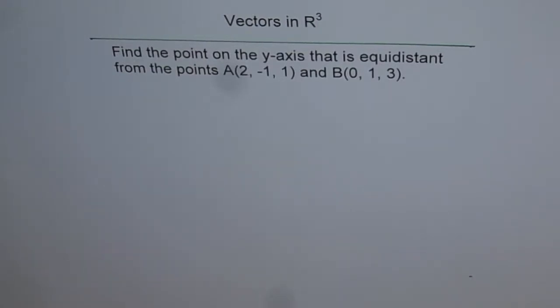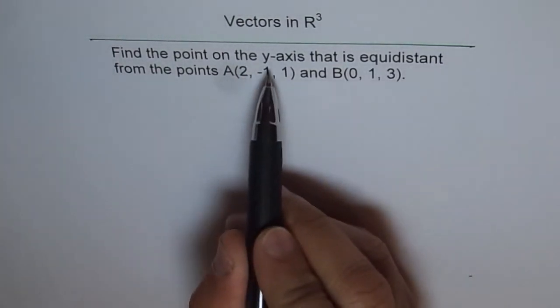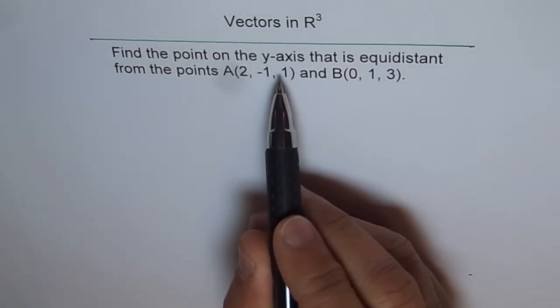Vectors in R3. Find the point on the y-axis that is equidistant from the points A(2, -1, 1) and B(0, 1, 3). Well, this is a very interesting question and relates to distance between the vectors. Now, when we say find the point on the y-axis, what does that mean? How can you define a point on the y-axis?